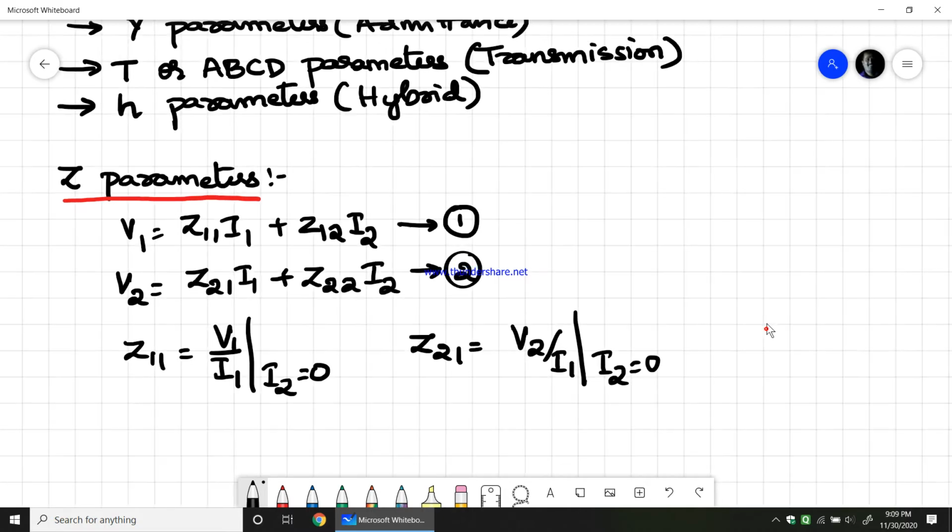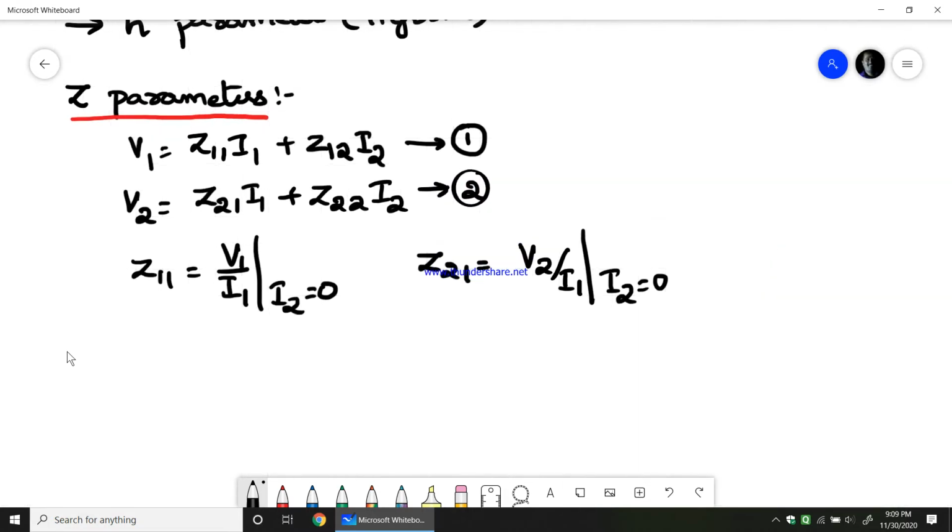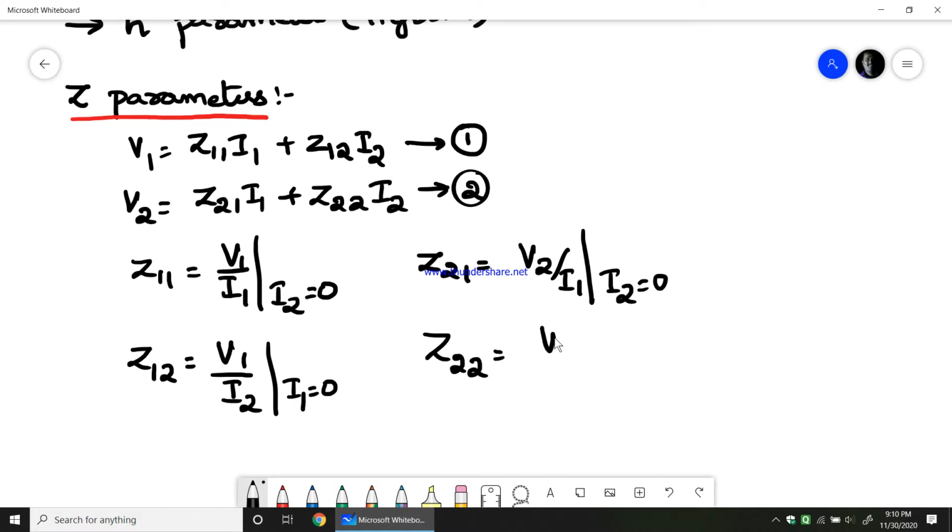In the same way, if we need Z12, then we get V1 by I2 when I1 is 0. Similarly, we get Z22 equals V2 by I2 in the second equation. We get Z22 equals V2 by I2 when I1 equals 0.